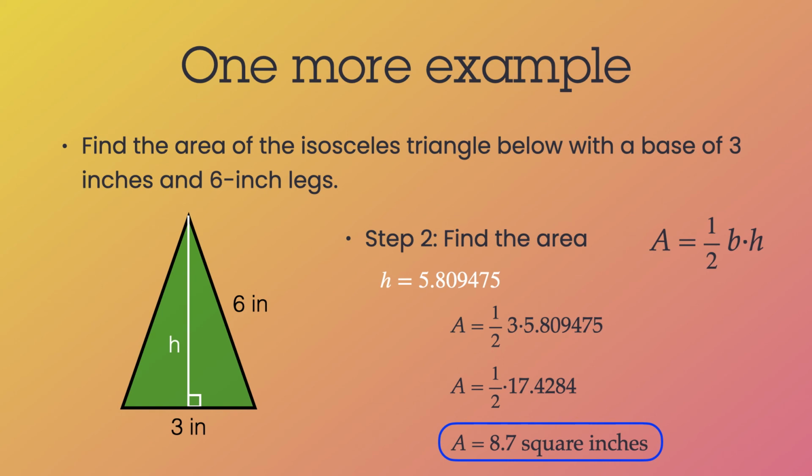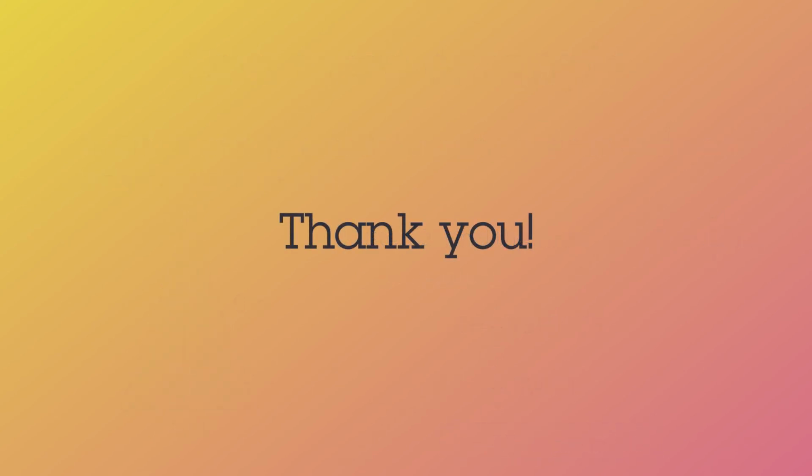So just to recap, remember you always use Pythagorean Theorem on half of the isosceles triangle, because that half is a right triangle. That gives you the height. Then you can go back and find the area of your entire triangle. So that's all we have for area of isosceles triangles.